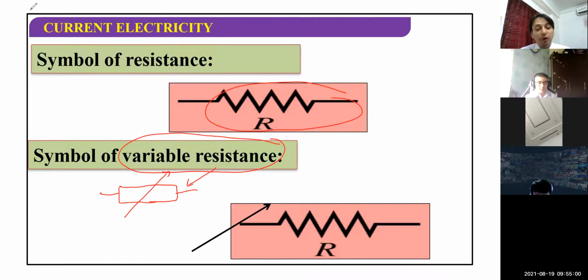It means if the resistance is low, lesser resistance, more current will be there. And if the resistance of any electric circuit is higher, lesser will be the current. So please remember the inverse relation: R is inversely proportional to current. Let me move ahead now.